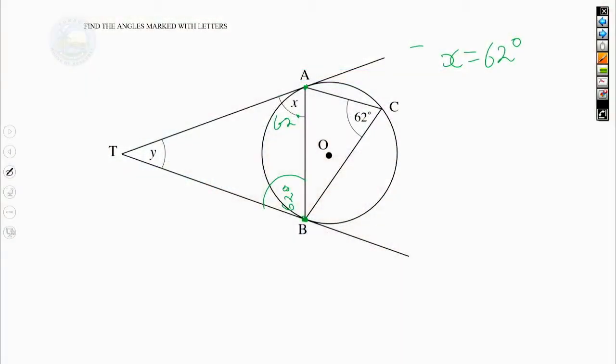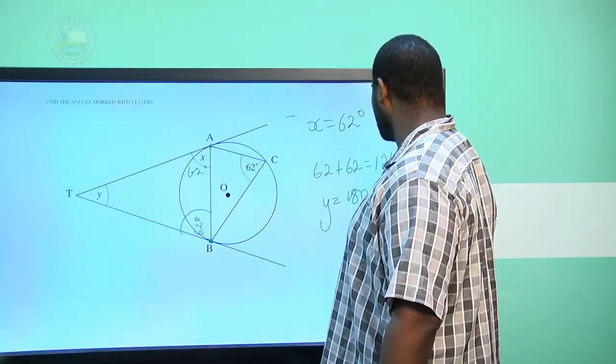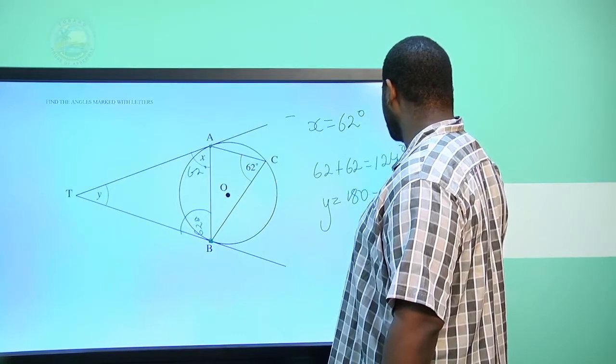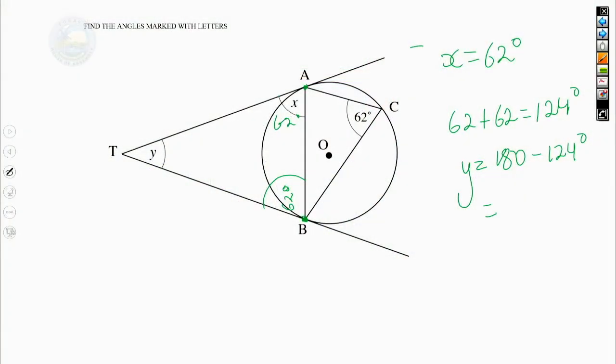So 62 degrees plus 62 degrees plus y degrees is 180 degrees. So to find what y is, we must first find out what is 62 plus 62, which we know is 124 degrees. Then y will be the difference between 180 and 124 degrees, which is 56 degrees.